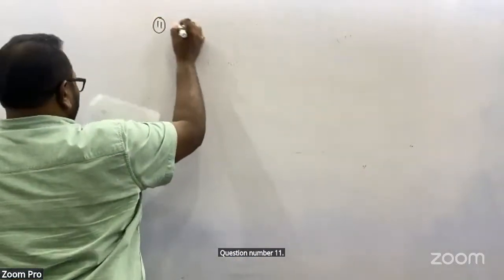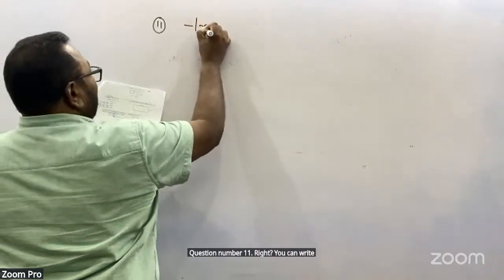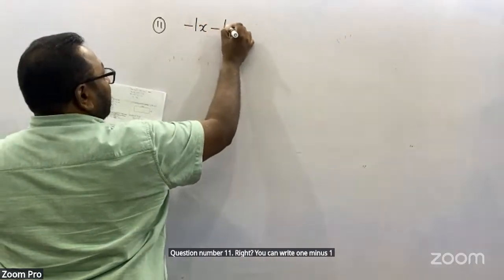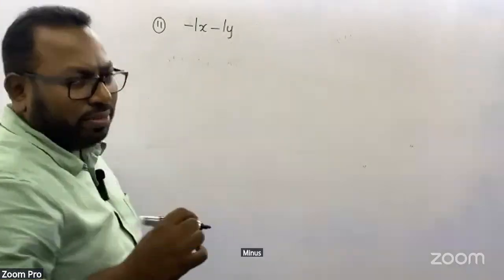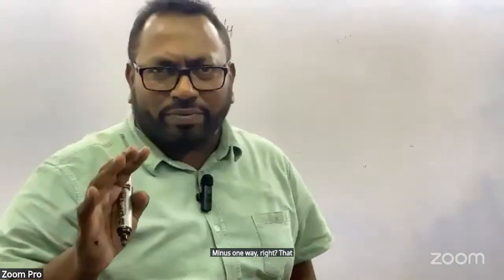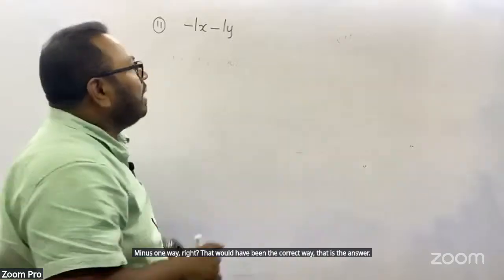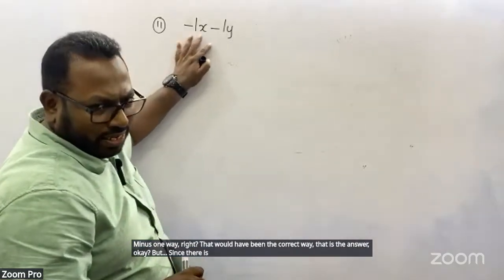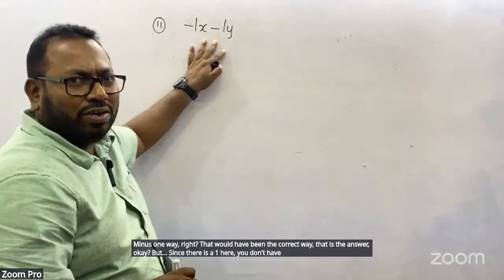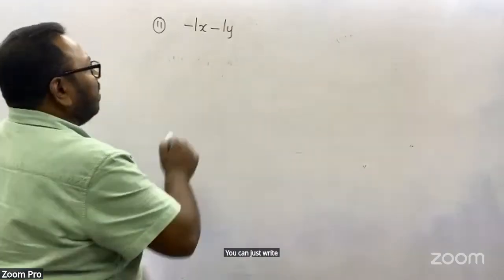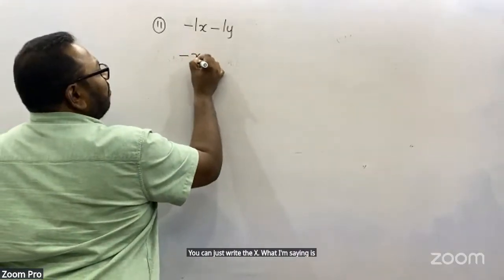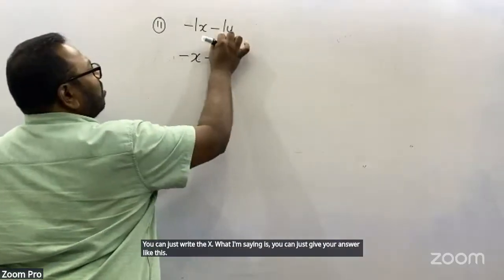Question number 11, you can write minus 1x minus 1y. That would have been the correct way. That is the answer. But since there is a 1 here, you don't have to write the 1. You can just write the x. What I'm saying is, you can just give your answer like this without writing the 1.